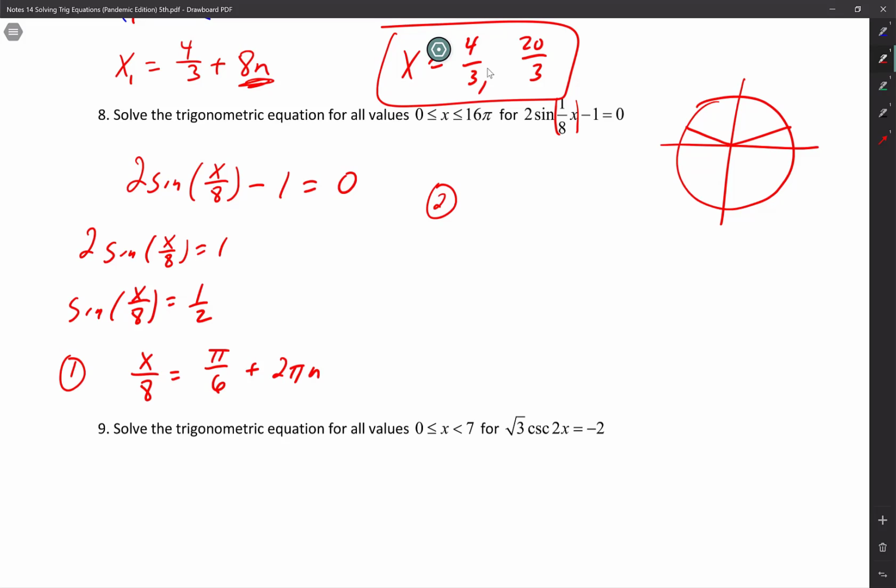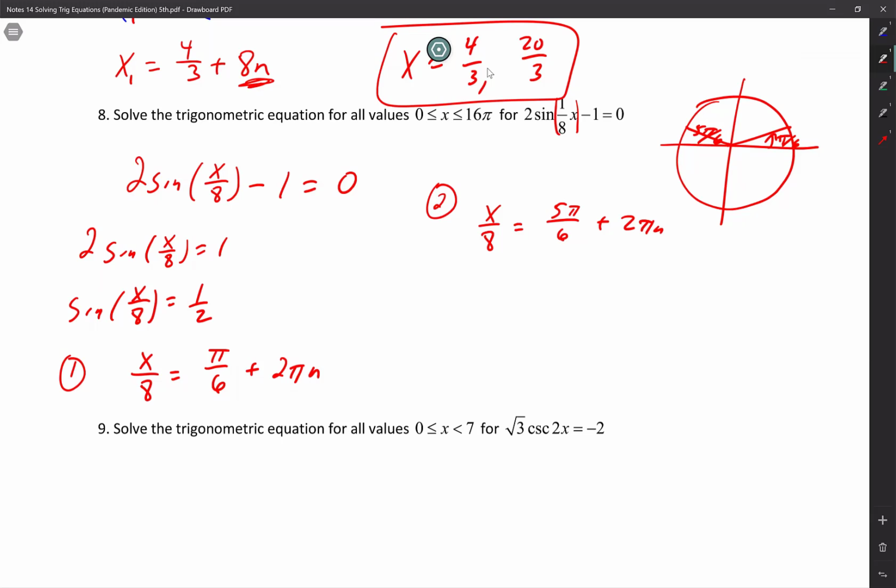Equation 2 is the one in quadrant 2. So I'm going to write x over 8 equals 5 pi over 6 plus 2 pi n. Look at your unit circle, guys. This one's a pi over 6. This one's a 5 pi over 6. Are we still okay? Rubio, you're doing all right?